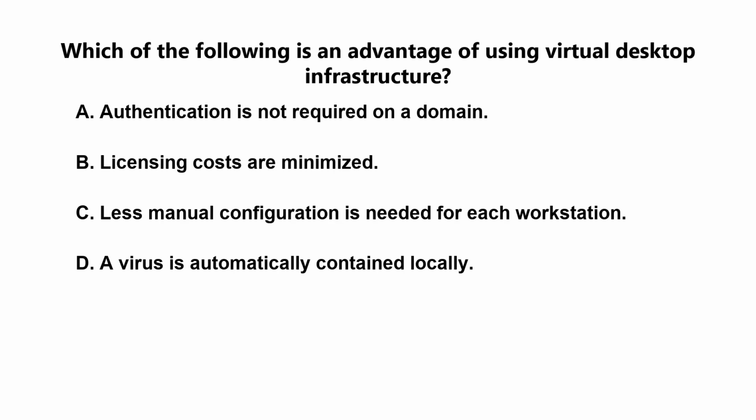Question 45. Which of the following is an advantage of using virtual desktop infrastructure? Option A, authentication is not required on a domain. Option B, licensing costs are minimized. Option C, less manual configuration is needed for each workstation. Option D, a virus is automatically contained locally. The correct answer is option C, less manual configuration is needed for each workstation.